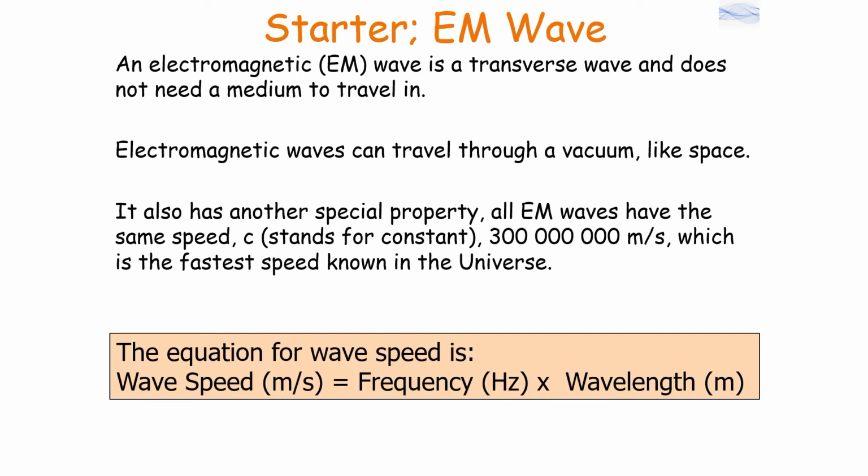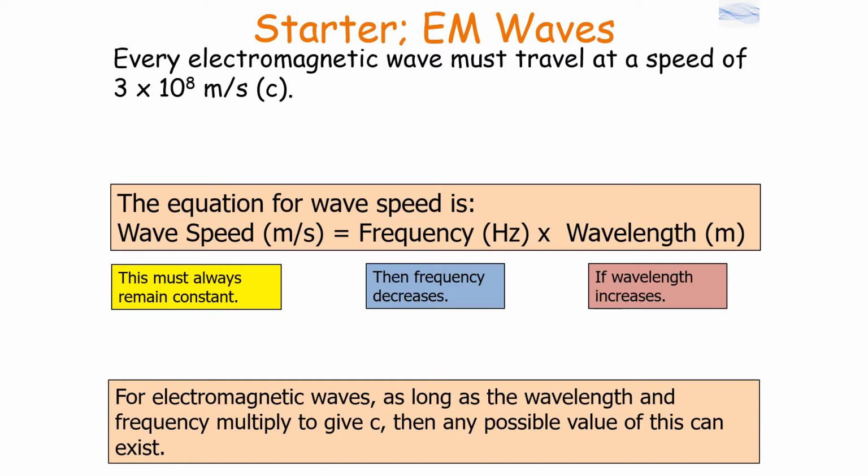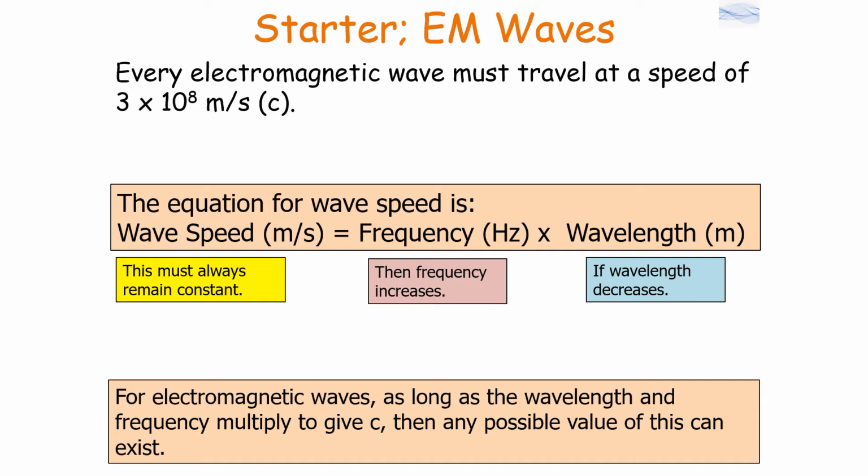The equation to work out wave speed is: wave speed in meters per second is equal to frequency in hertz times wavelength in meters. Because all electromagnetic waves travel at 3 times 10 to the 8 meters per second in a vacuum, the frequency and the wavelength must multiply together to give this number. Because the wave speed remains constant, when the frequency goes down, the wavelength goes up, and when the frequency goes up, the wavelength goes down, because the two values have to multiply together for the wave speed to remain constant.